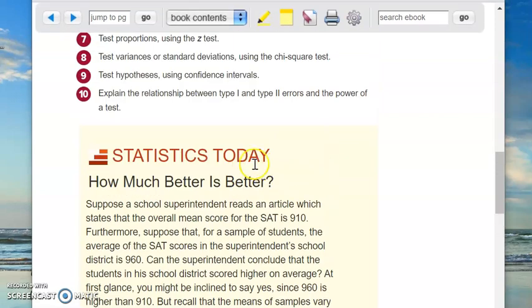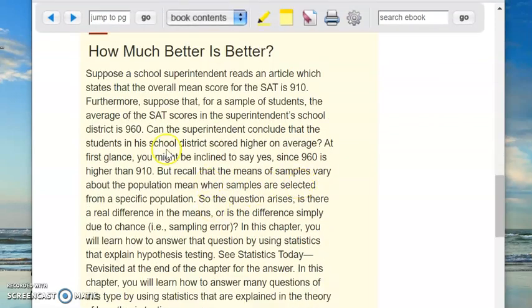How much better is better? Okay. And here's a scenario. The school superintendent reads an article. Overall mean score for the SAT is 910. He tests his kids and they get 960. Now, can you see how that would be a very, very common situation? You have an average overall mean of a population is some number. You look at your kids or whatever it happens to be, and it's more or less, and you say, gosh, seems like mine is more than the others.